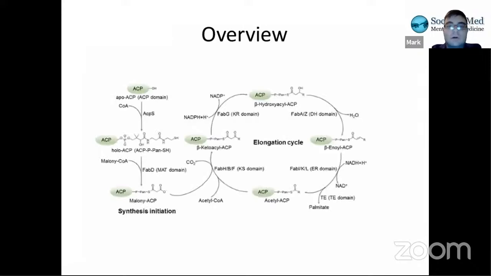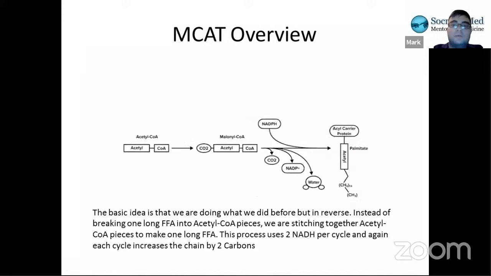So this is just the general overview of fatty acid synthesis, and there's a lot to it, and there's multiple cycles. So this elongation can actually happen multiple times. This is a very long, complicated process. But for the MCAT, all you really have to know is just this, essentially.